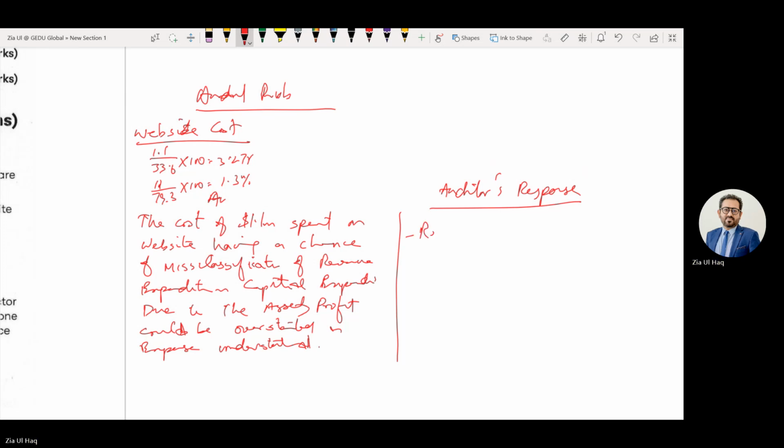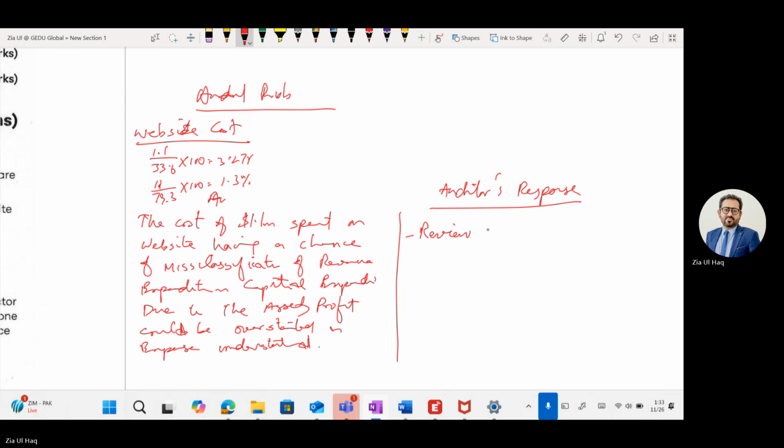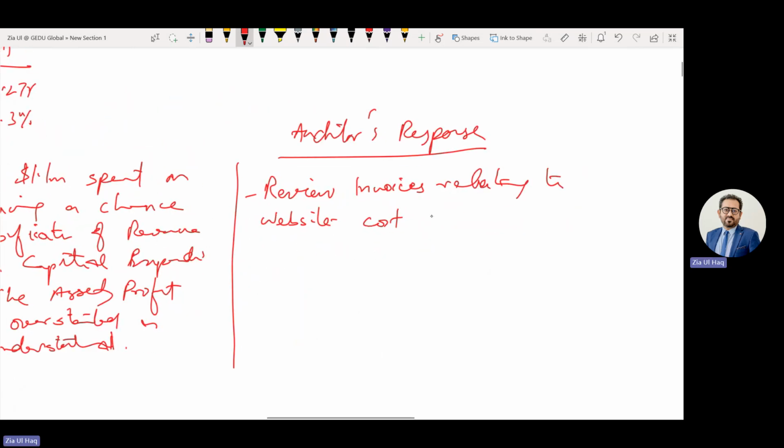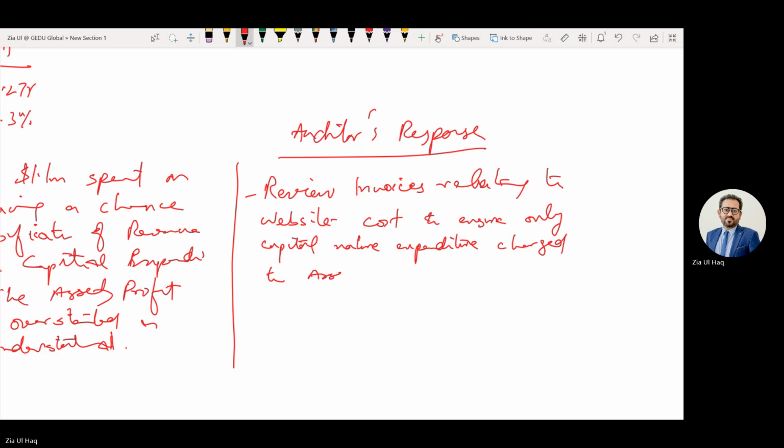So review invoices relating to website cost to ensure only capital nature expenditure is charged to asset. What else?